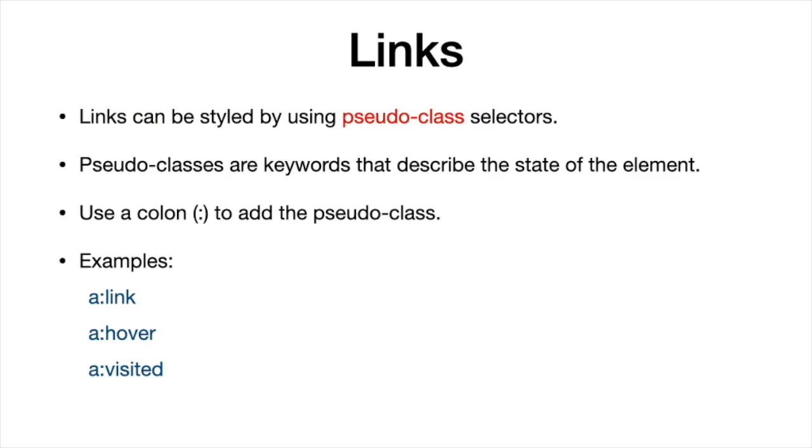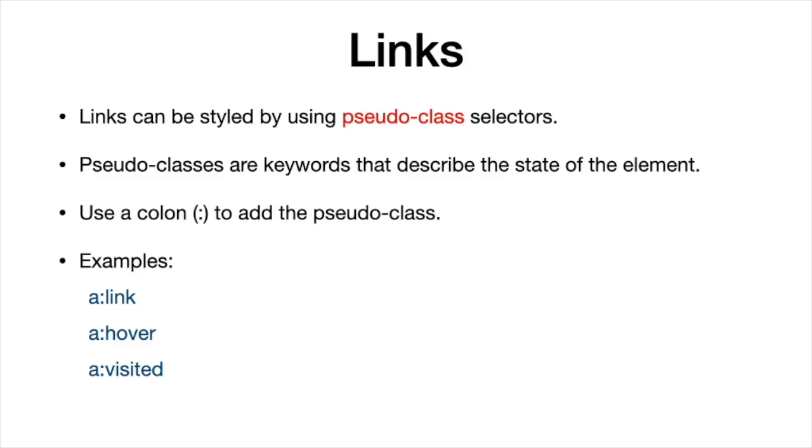Another common element in HTML are links. Links can be styled using what are known as pseudo-class selectors. Pseudo-classes are keywords that describe the state of the element. Links can be different depending on whether we want to click them or not. To specify a pseudo-class element, we use a colon, which says to separate it from the selector. And here are some examples.